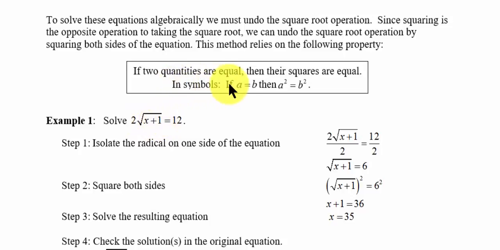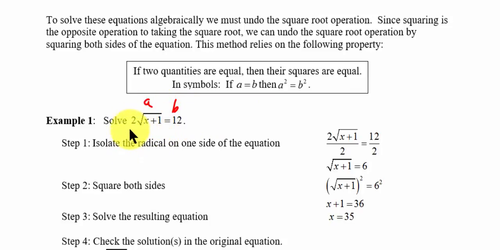Okay? And there's a property up here that says if a is equal to b, then if we square a, that should be equal to the square of b. When you look at example 1, the left side of the equal sign can be considered a, the right side can be considered b, right? And again, by this property, if we know a is equal to b, then the squares would be equal.